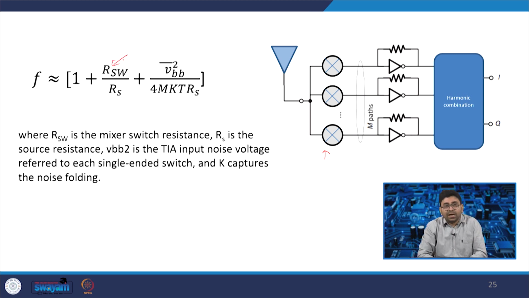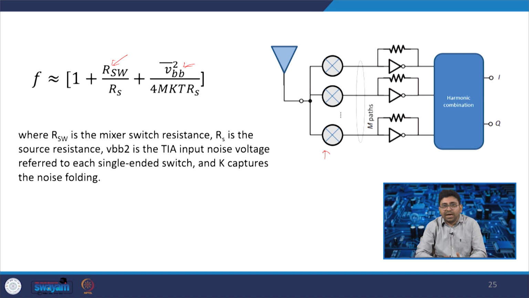So, we can find out the noise factor, which is 1 plus R switch by Rs into V base noise of the baseband amplifiers divided by 4 mkt into Rs. Now, here m is the number of phases. So, if we use m equal to 4 or m equal to 8, we can reduce the overall noise factor of the mixer.